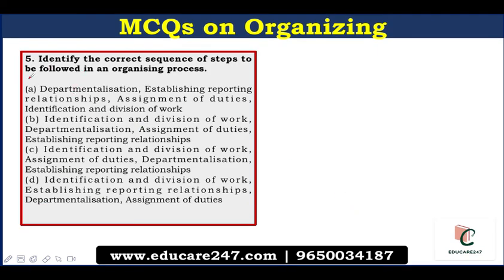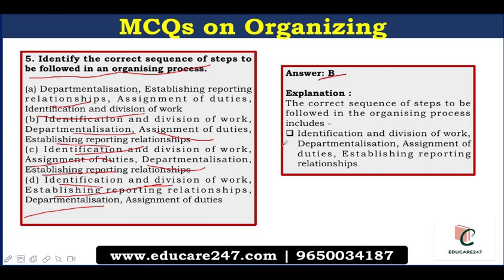Identify the correct sequence of steps to be followed in an organizing process. A. Departmentalization, establishing reporting relationships, the assignment of duties, and the identification and division of work. B. Identification and division of work, departmentalization, assignment of duties, and establishing reporting relationships. C. Identification and division of work, the assignment of duties, departmentalization, and establishing reporting relationships. Or D. Identification and division of work, establishing reporting relationships, departmentalization, and assignment of duties. So the correct answer here is B, that is identification and division of work, then departmentalization, followed by assignment of duties and establishing of reporting relationships.